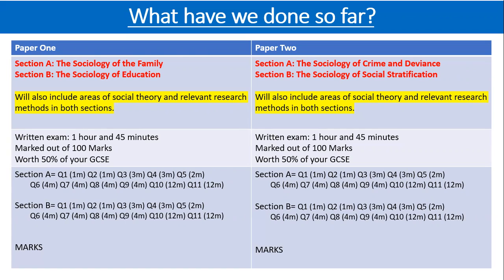So what we have done so far is the two units before that, the introduction to sociology and research methods. Although it's not its own unit or section within the exam papers, there are questions relating to each paper in each section. So you'll have 8% worth of your GCSE going towards research methods questions that will link to maybe crime, family, education, stratification.